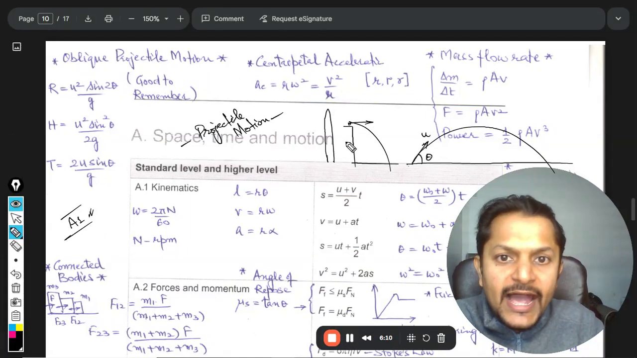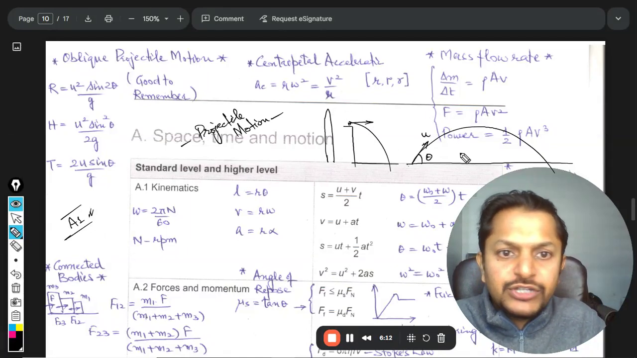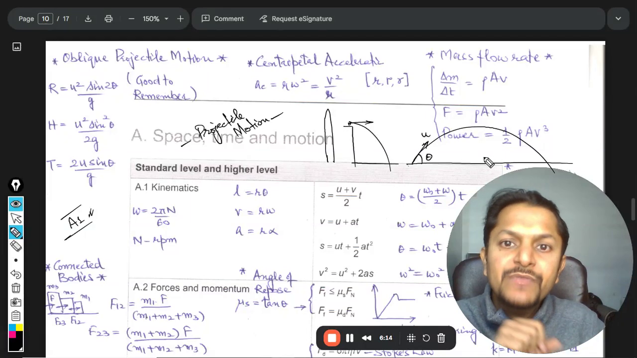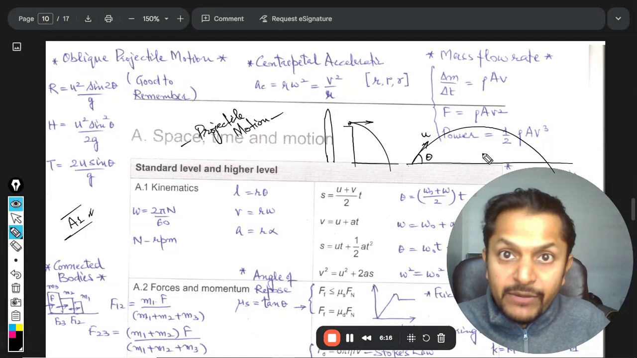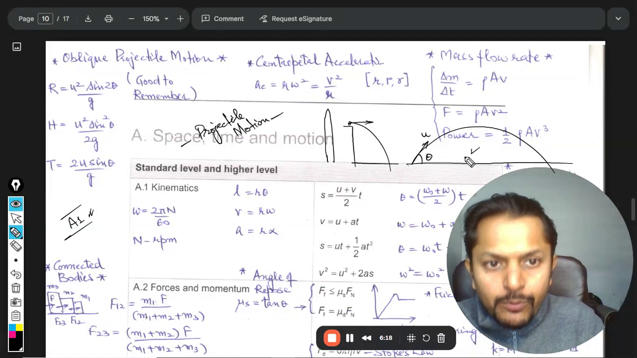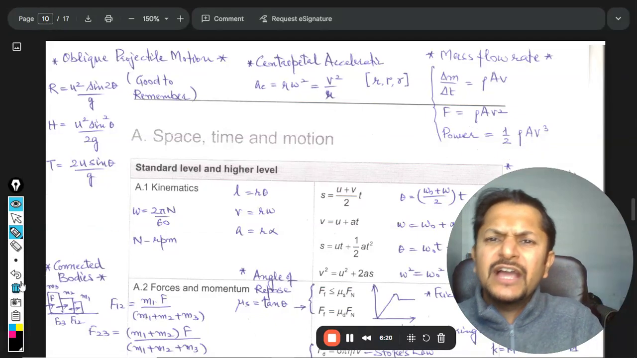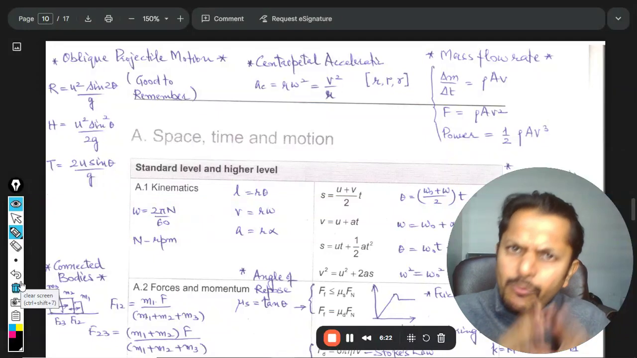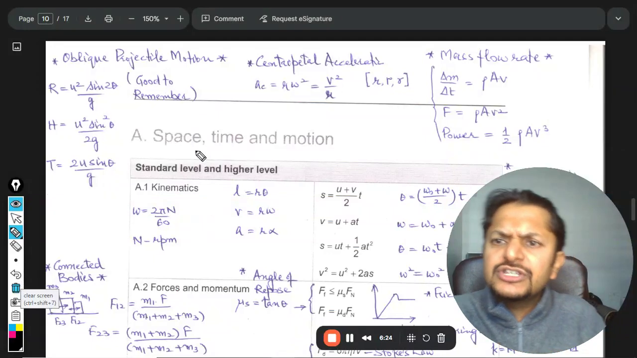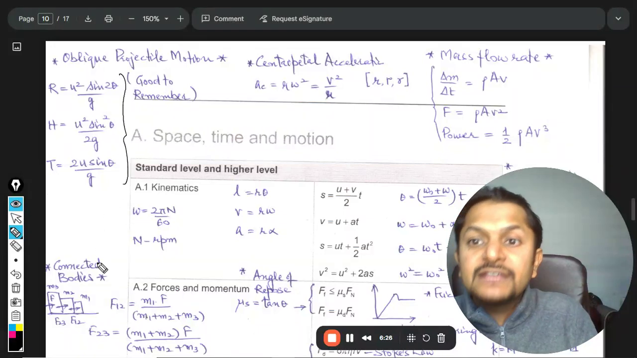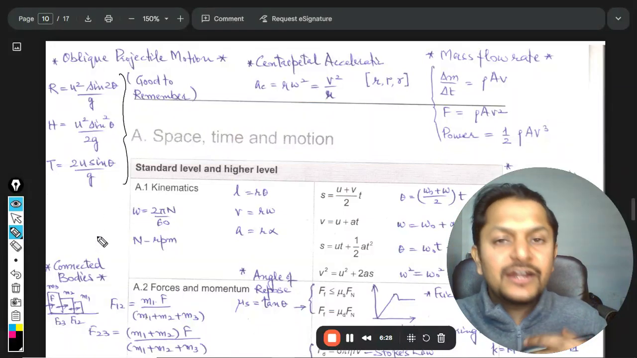Every projectile motion has a different kind of formula, so you are not remembering anything. But for the oblique projectile motion, which is the most complex of all the projectile motions, there are three formulas that you can still remember.